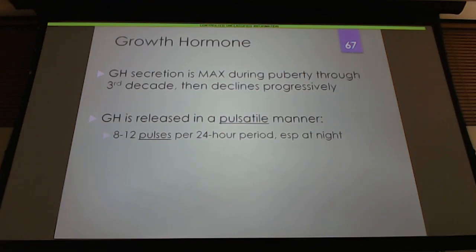So we have a lot of growth hormone as we're growing, right? Once we stop growing at puberty, it slowly starts to decrease, because we don't need to grow anymore. Growth hormone is released in a pulsatile manner, 8 to 12 pulses per 24-hour period.